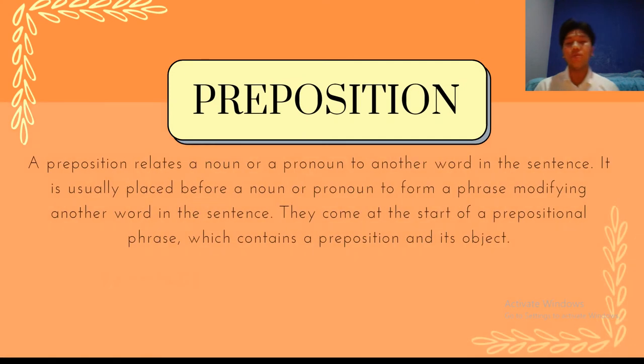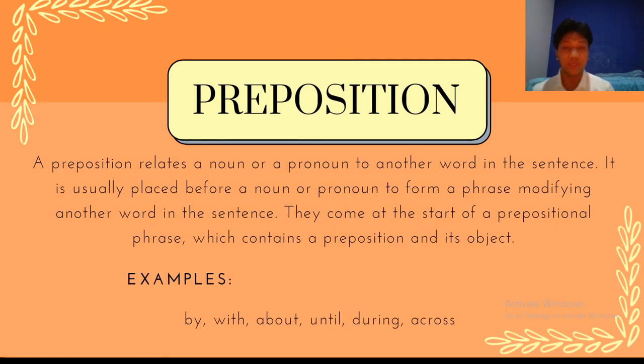Now we move on to the next part of speech, which is preposition. A preposition relates a noun or a pronoun to another word in the sentence. It is usually placed before a noun or pronoun to form a phrase, modifying another word in the sentence. They come at the start of a prepositional phrase, which contains a preposition and its object. We have the examples such as by, with, about, until, during, and across.